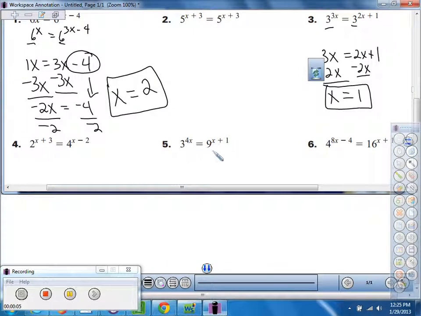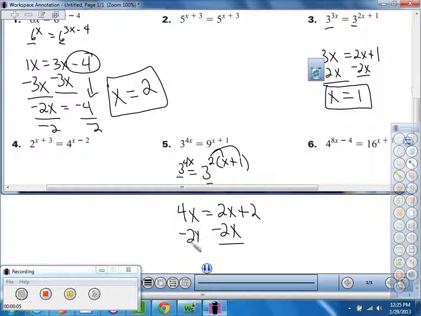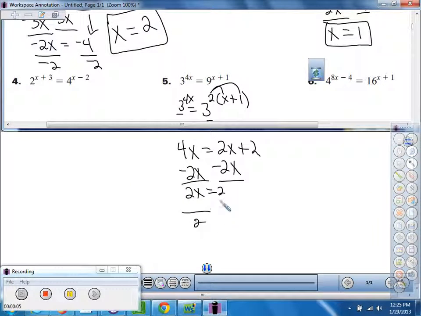Now if we look at number 5 down here, they don't have the same base yet. So we're going to have to write the 9 in terms of the 3. So we'll go 3 squared. We're going to replace 9 with 3 squared, and then x plus 1. So we're going to have to distribute this 2 through here. So I'm going to write 4x, because they have the same base now. So bring down 4x, distribute the 2, so it's going to be 2x plus 2. Okay, I'm going to move the 2x over to the other side. And so we end up with 2x is equal to 2. Divide both sides by 2. And we end up with x is equal to 1.